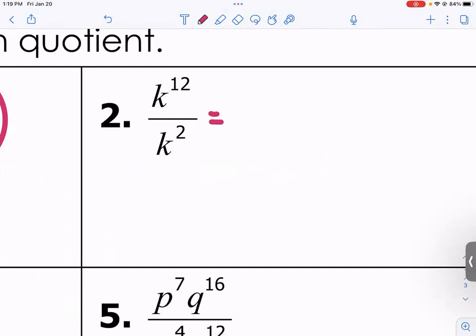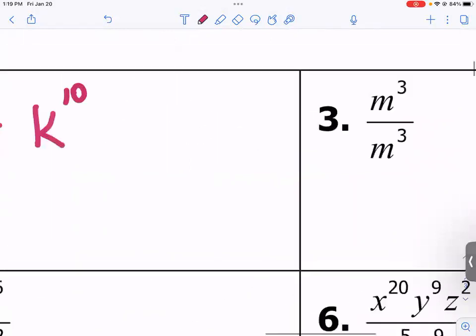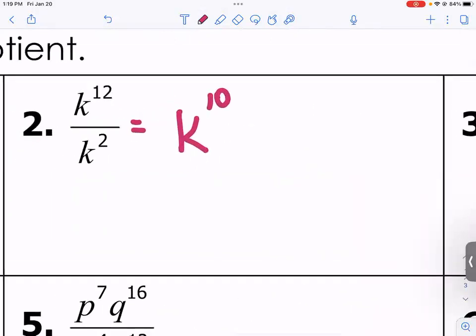Okay, Avery, what about the second one? What do you think it's going to be? K to the what? 10. Yeah, 12 minus 2 is 10. Why does it have a division symbol? We are dividing, but when we divide, we subtract the exponents.